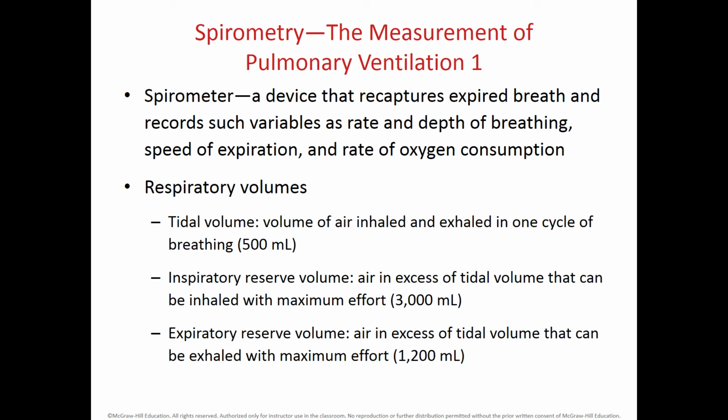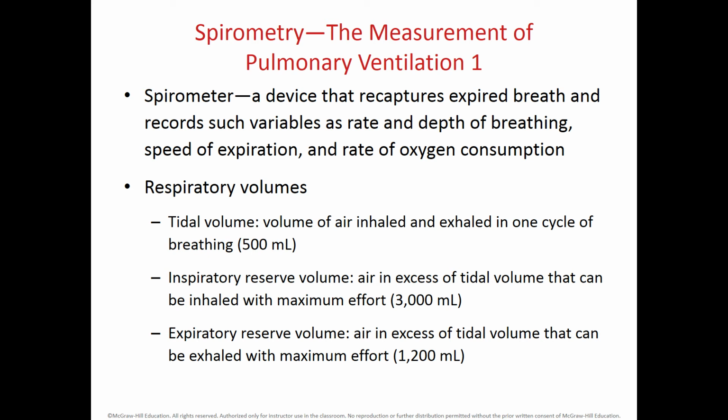In order to measure the efficiency of pulmonary ventilation, you will use a device called a spirometer. In the spirometer, someone will breathe air in and out, and you have a record of this air as it's coming in and out, and then you will have different types of volumes that you can see. One of such volumes is the tidal volume, which is the amount of air that we inhale and exhale in every breathing cycle, which is 500 milliliters.